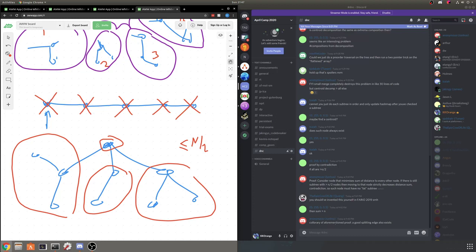Corollary of aforementioned proof? That doesn't look like it's spelt right.